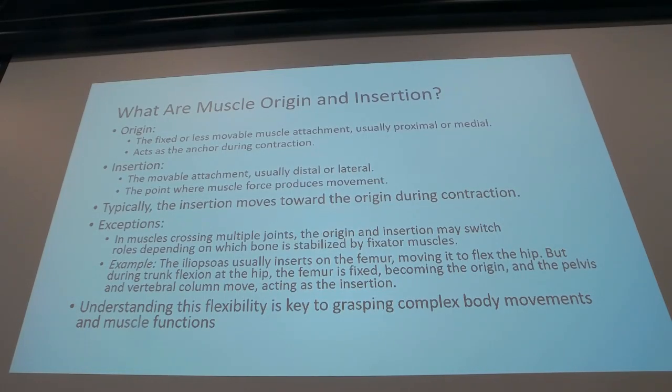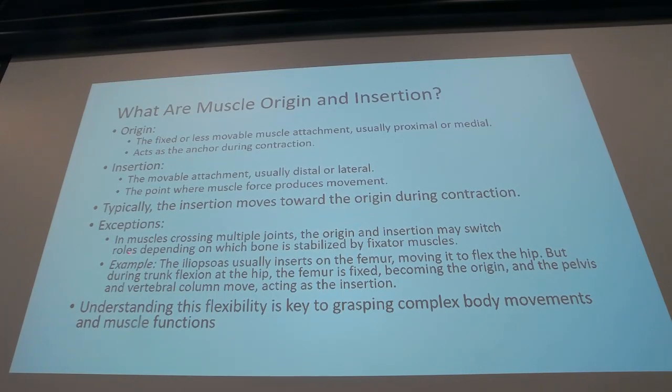I already told you that the muscles have 2 points of attachment. One that is the origin, the other one that is insertion. The origin is typically proximal, and the insertion is distal. And no matter if it's distal or proximal, the origin is a fixed point of insertion, while the insertion is movable. So it's the point where the muscle produces movement.